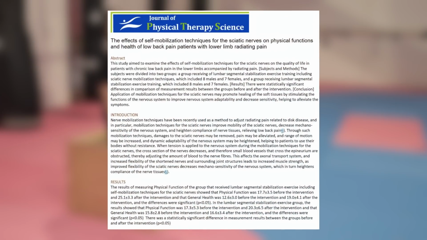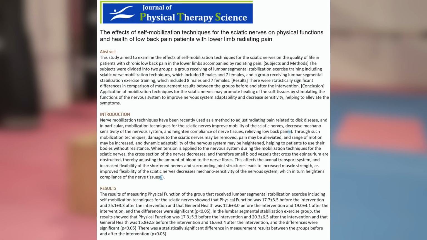The Journal of Physical Therapy Science released a paper on the effects of self-mobilization techniques for sciatic nerves on physical functions and health of lower back pain patients with lower limb radiating pain.